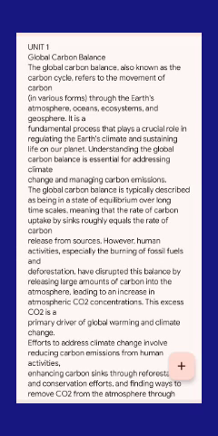It is a fundamental process that plays a crucial role in regulating the Earth's climate and sustaining life on our planet. Understanding the global carbon balance is essential for addressing climate change and managing carbon emissions. The global carbon balance is typically described as being in a state of equilibrium over long time scales, meaning that the rate of carbon uptake by sinks roughly equals the rate of carbon release from sources.